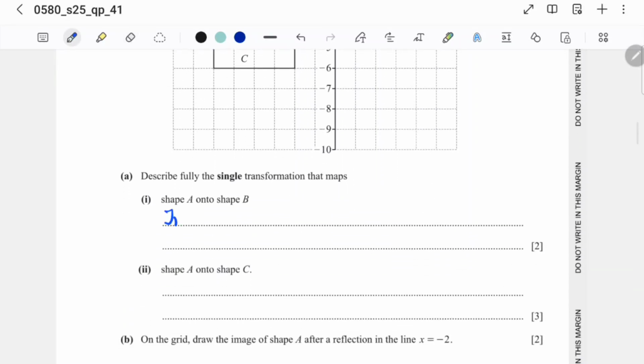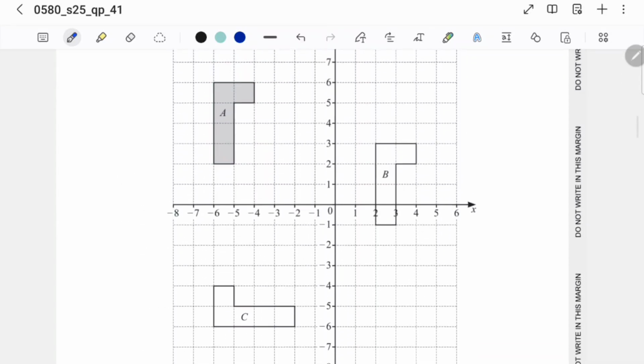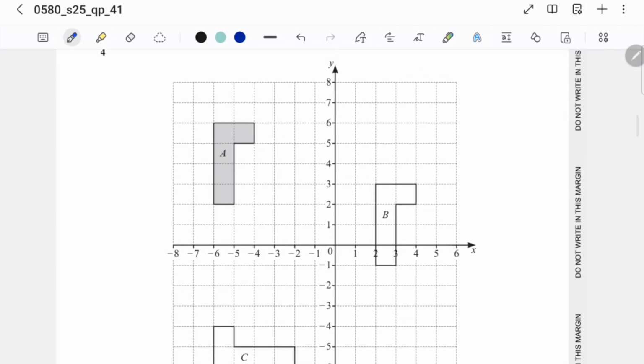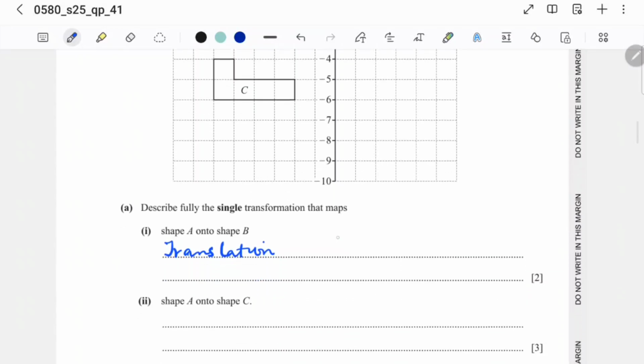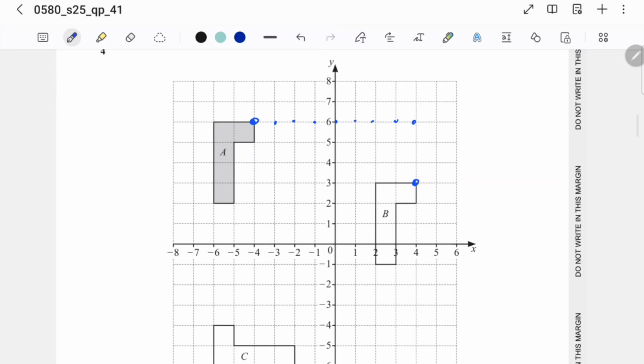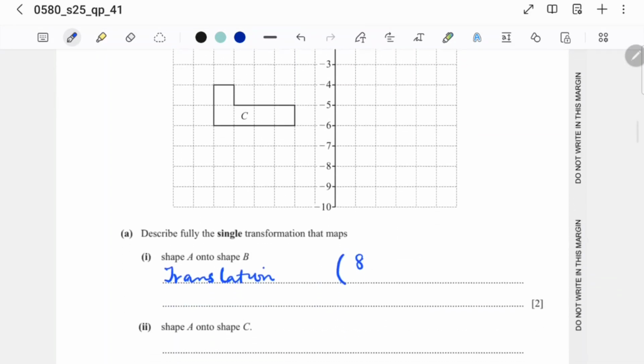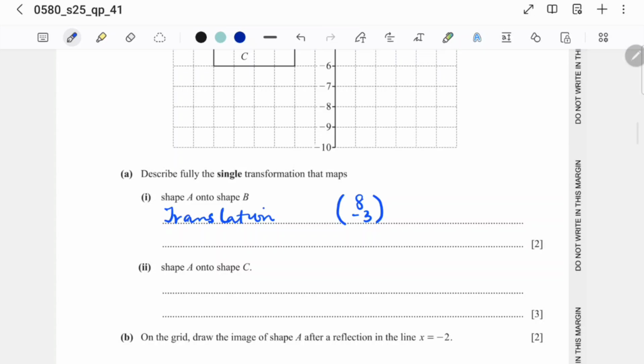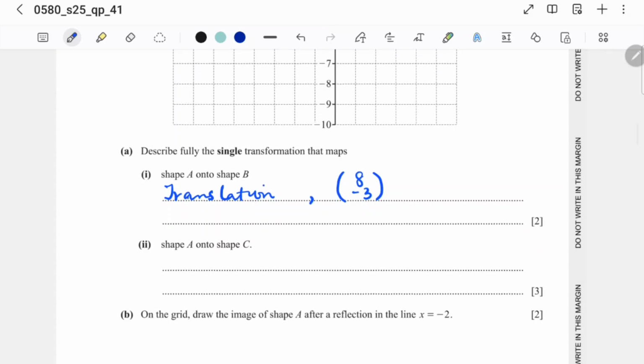So, translation and the translation vector. A is your object and B is your image. So we are going to check A onto B, how many x numbers? 1, 2, 3, 4, 5, 6, 7 and 8. These 2 points are corresponding. So 8 positive, and how much is it going down? Just check that: 1, 2 and 3. So minus 3. So (8, -3) is the translation vector, and it's a 2 marks question.